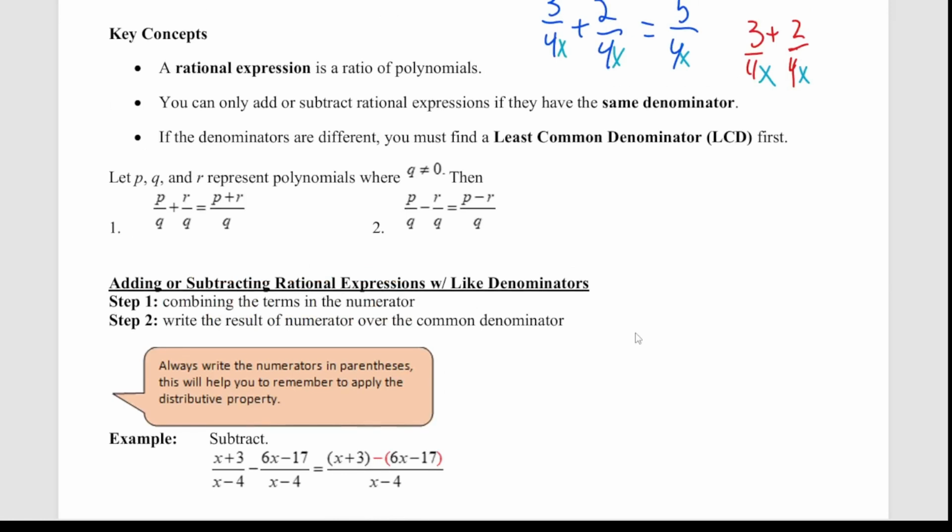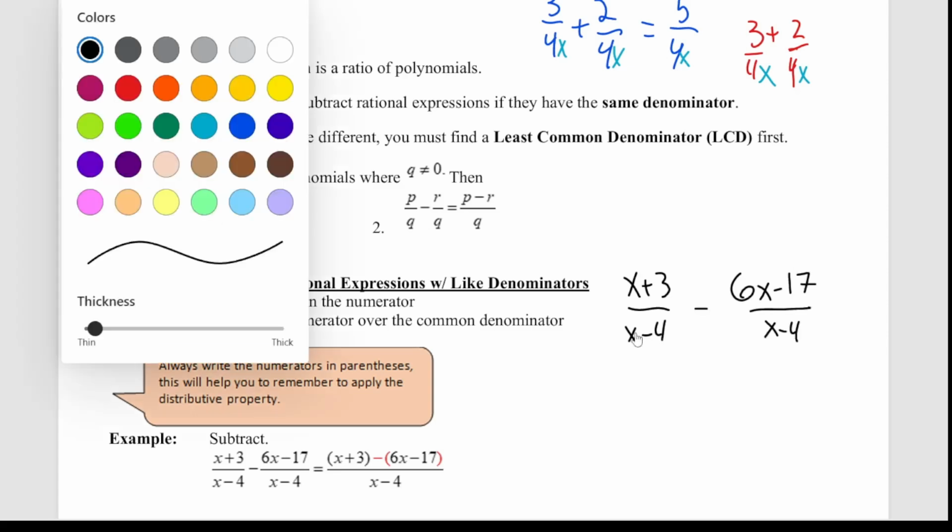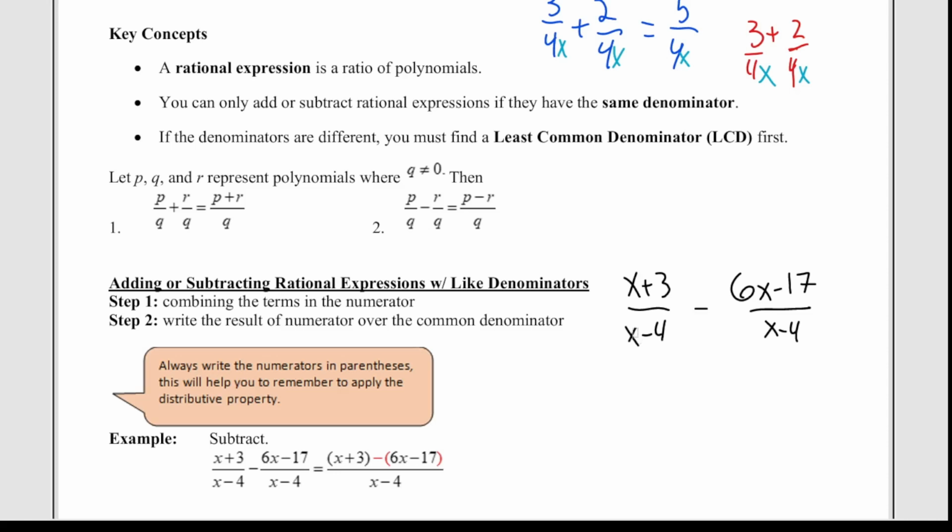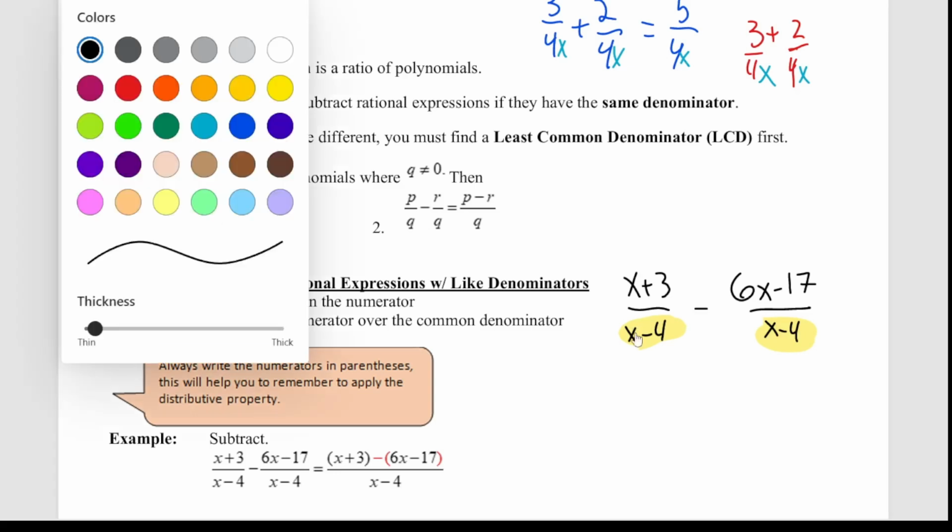Before we look at the written out version, I want to show you explicitly what's going on. Let's say we have (x plus 3) over (x minus 4) minus (6x minus 17) over (x minus 4). In this case, we already have a like denominator. So we're not allowed to plug in x equals positive 4 because that would make our denominator turn to 0, but otherwise they have a like denominator.